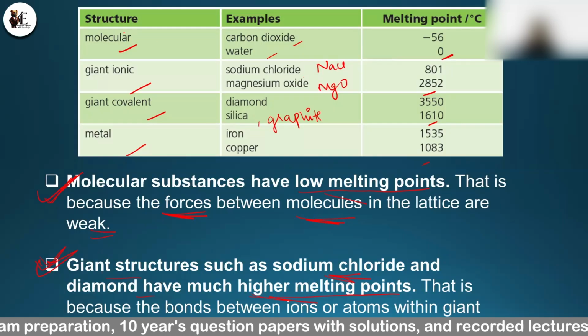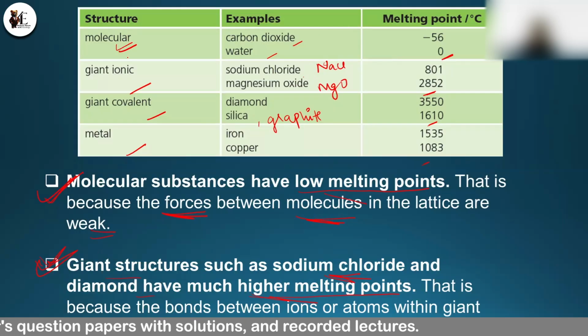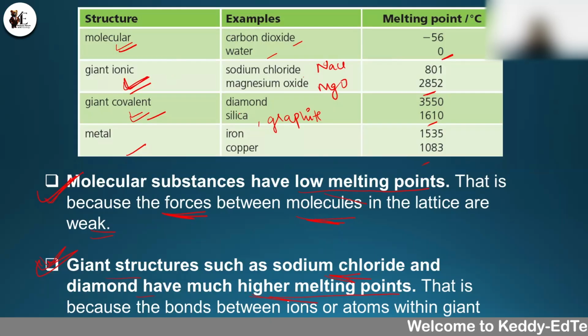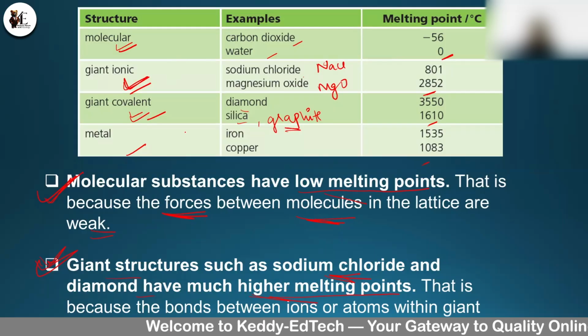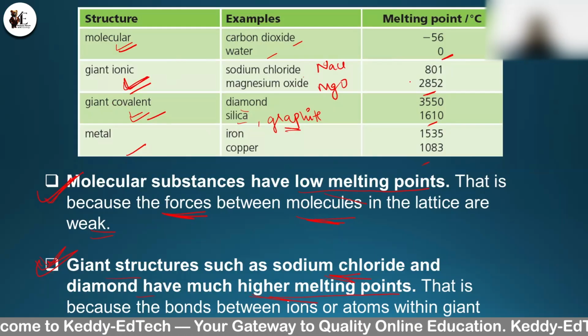So you have to remember examples of molecular solids are carbon dioxide and water. Examples of giant ionic compounds are sodium chloride and magnesium oxide. They are giant ionic. We have studied that they are arranged as a three-dimensional lattice structure of alternating positive and negative ions. Giant covalent structures are diamond, silica, and graphite. We have learned three giant covalent structures: diamond, silica, and graphite. And we have metals like iron and copper, which we'll study in the next slide about metallic bonding.